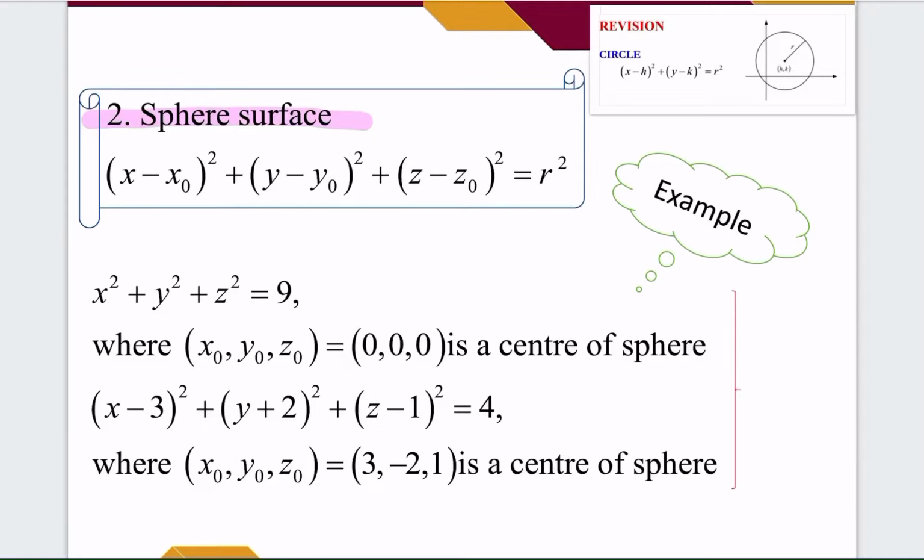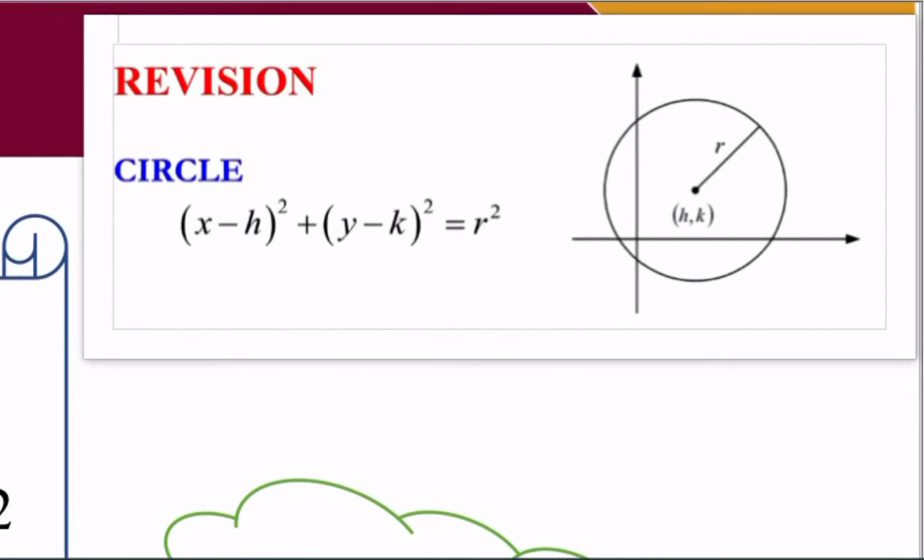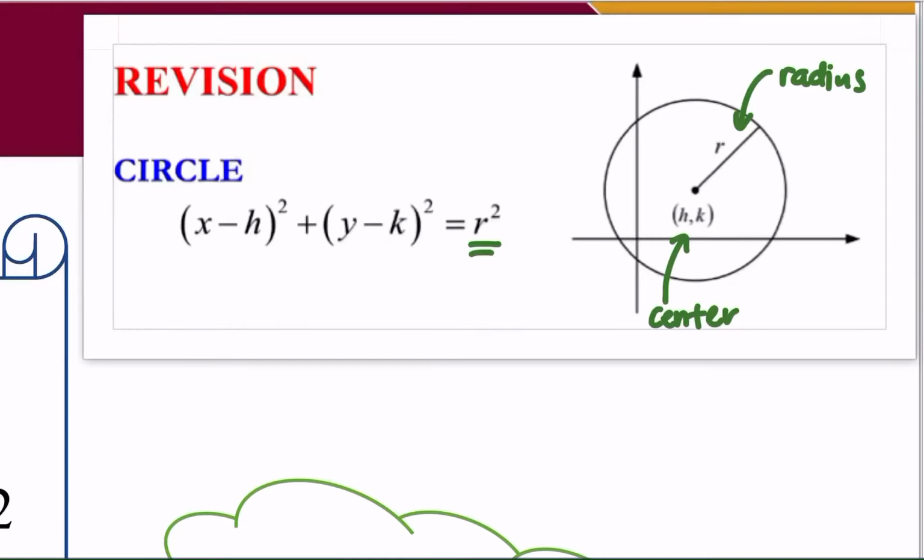So let's do the revision for the circle. If you can still remember, for the circle, this is the standard form: x minus h squared plus y minus k squared equal to r squared, where we know that (h, k) is the center, and r is the radius. So this is the standard form.